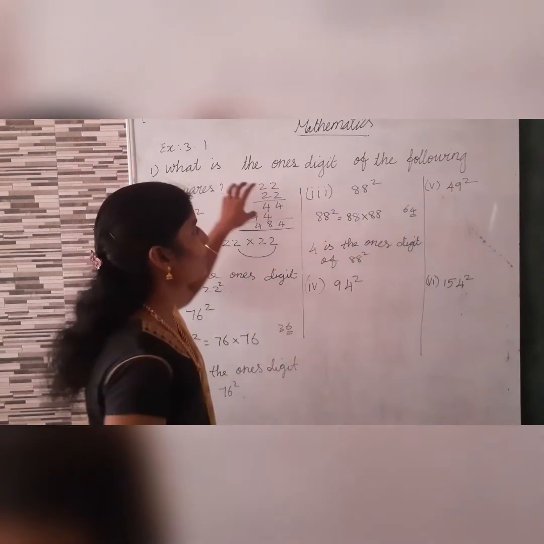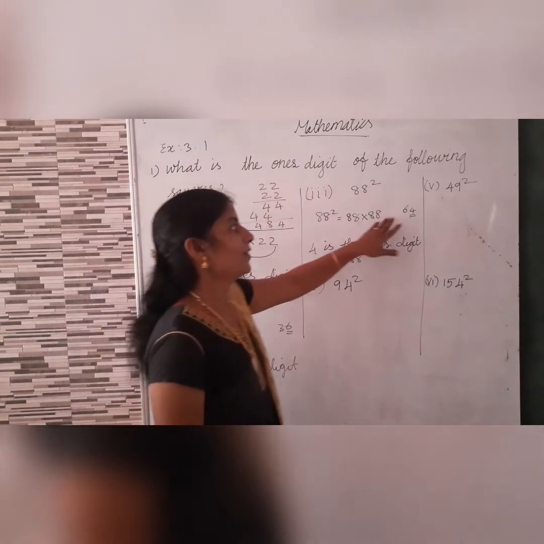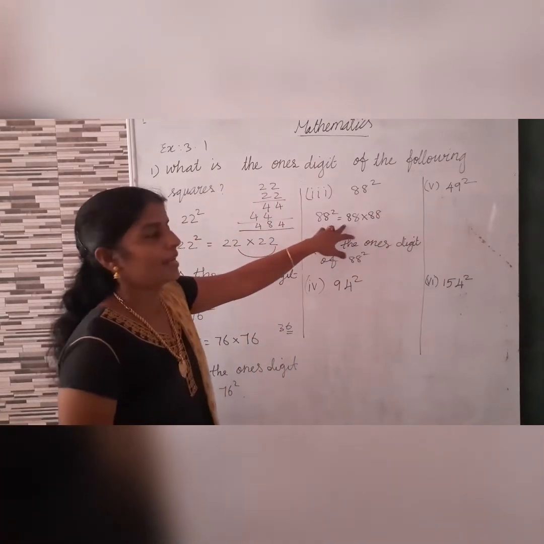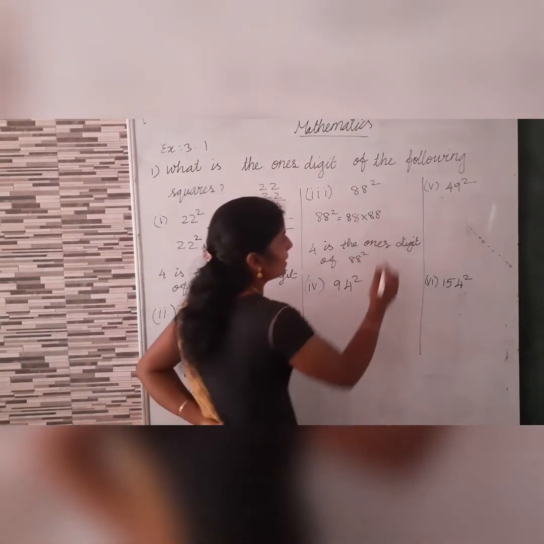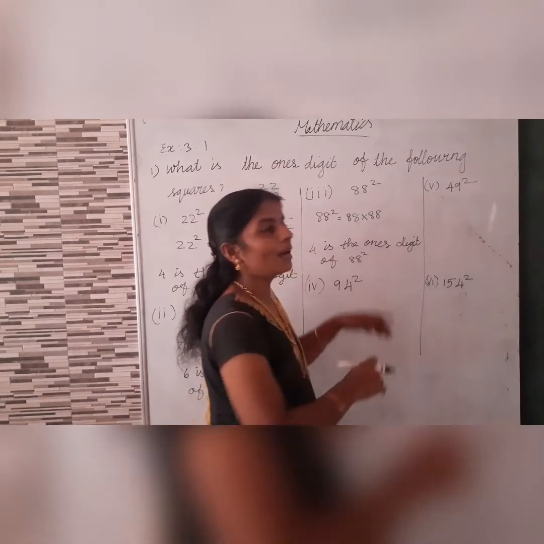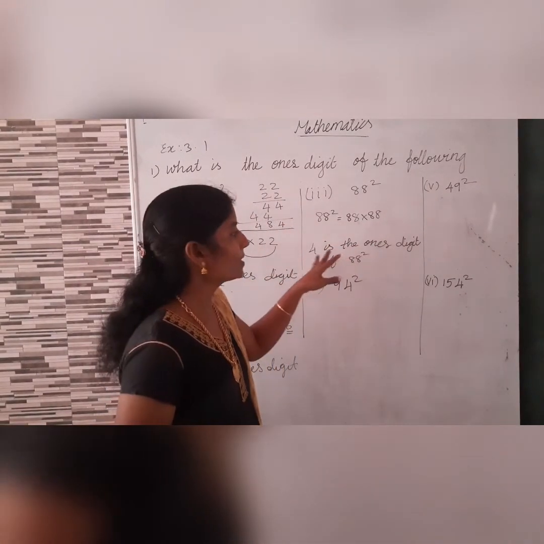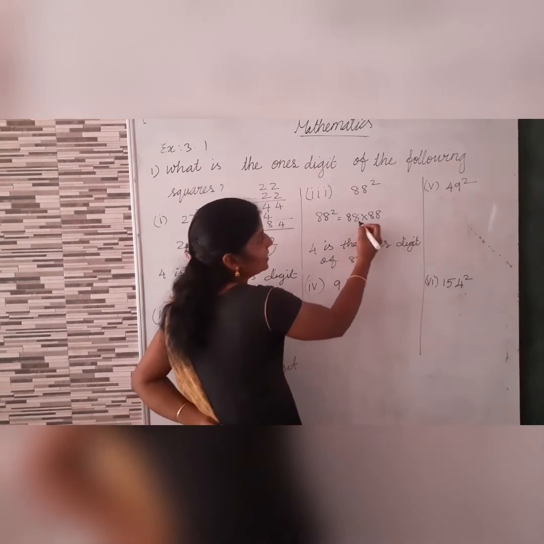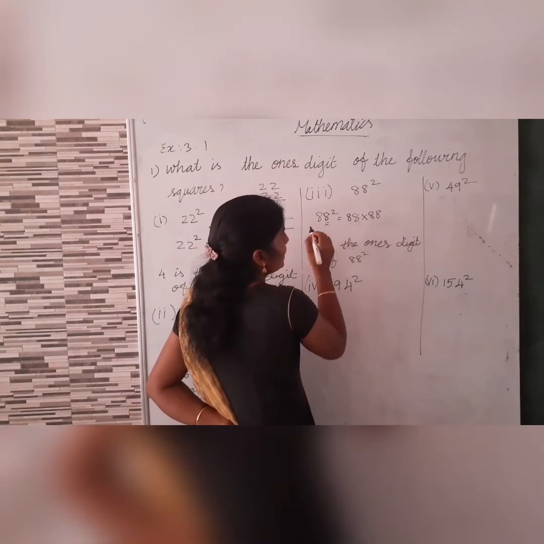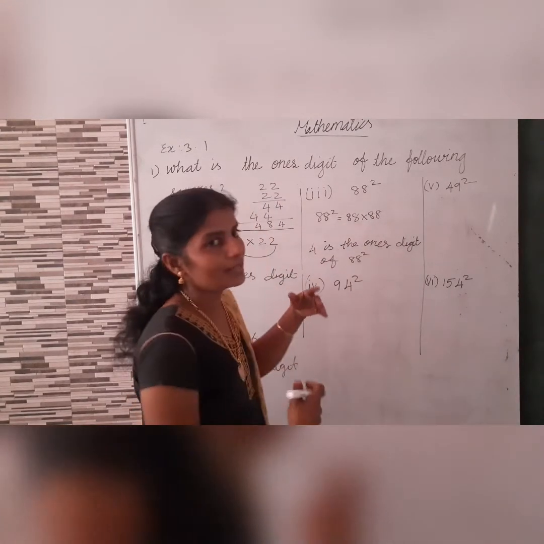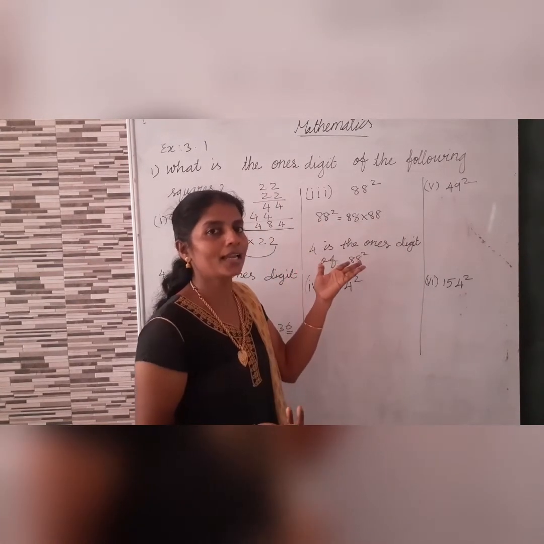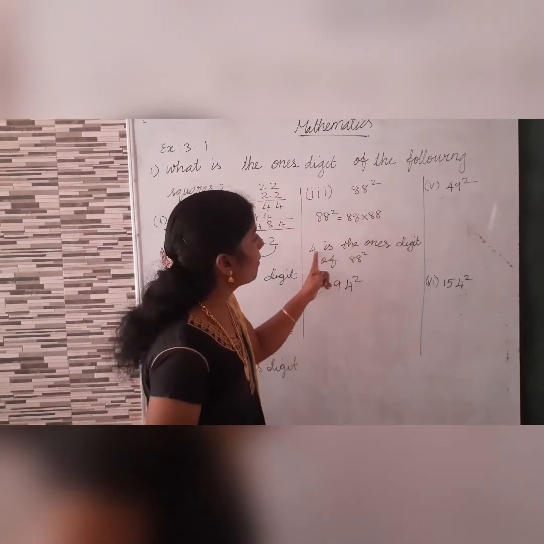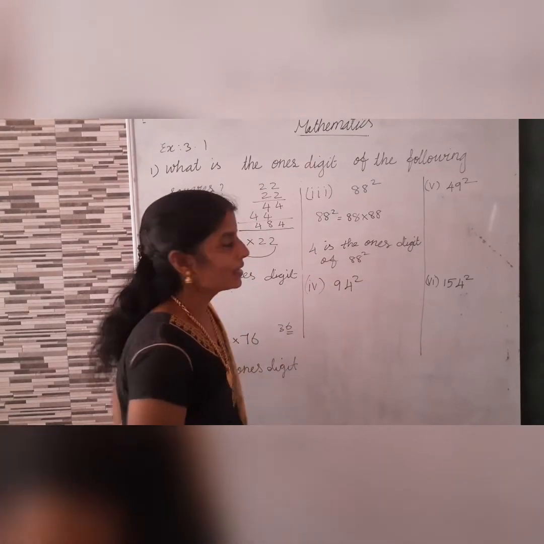Otherwise, you can multiply like this, okay? If you can't identify like this, if you feel this is very difficult, you can multiply 88 into 88. You will get the answer from there, which is the ones digit. Otherwise, you can easily see 8 8s are 64. Here the ones digit is 8, so you just multiply that number itself. 8 into 8, 8 8s are 64. Ones place is 4. So, 4 is the ones digit of 88 square.